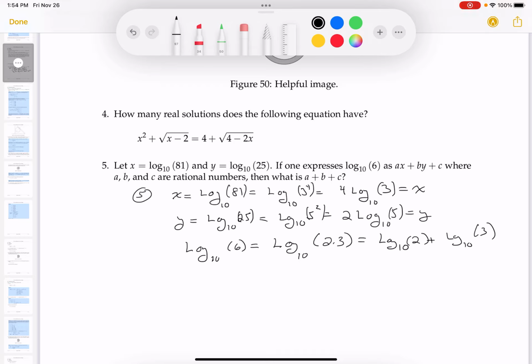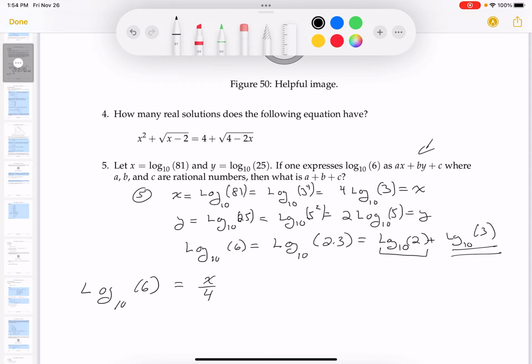I'm getting close to an answer, but not there yet. Log base 10 of 6. And what's that going to be equal to in terms of x's? That's my goal, by the way. Log base 10 of 3 would be x over 4. And now I've got to figure out how to get the other one over here.